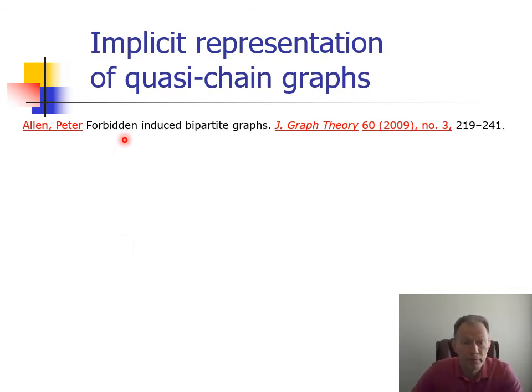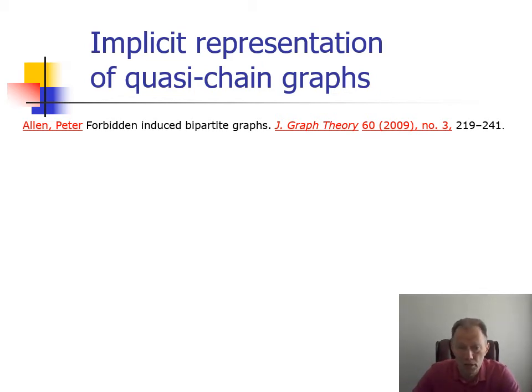An upper bound on the number of labeled graphs in the class of quasi-chain graphs was shown by Peter Allen. Again, Peter did not use the terminology of quasi-chain graphs, but he studied all subclasses of bipartite graphs defined by a single forbidden bipartite induced subgraph, without giving names to these classes. And now we show that the class of quasi-chain graphs admits an implicit representation.